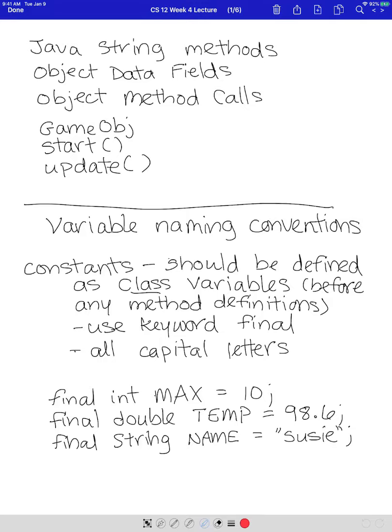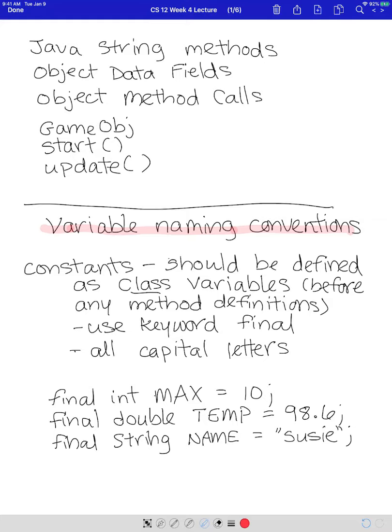Welcome to week 4. This week we're going to be talking about Java string methods, object data fields, object method calls, the game object, start and update functions. So right now that makes no sense, but we're going to go through all of that. I first want to just go over a bit of variable naming conventions.